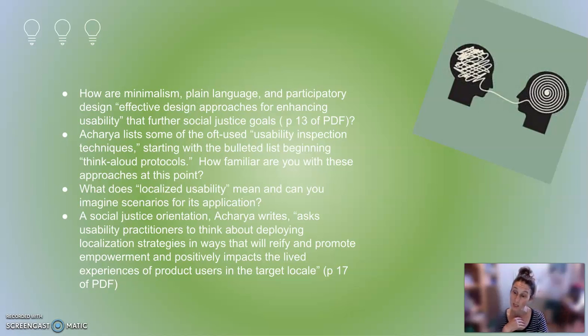Some of them are very low tech. Some of them are very high tech. Some would happen in a usability laboratory setting. Some could happen in the field. So what does localized usability mean? And can you imagine scenarios for its application? A social justice orientation, this is the last bullet point here, Acharya writes, asks usability practitioners to think about deploying localization strategies in ways that will reify and promote empowerment and positively impact the lived experiences of product users in the target locale. Again, this is very much in the spirit of globalized usage as well as localized usage.